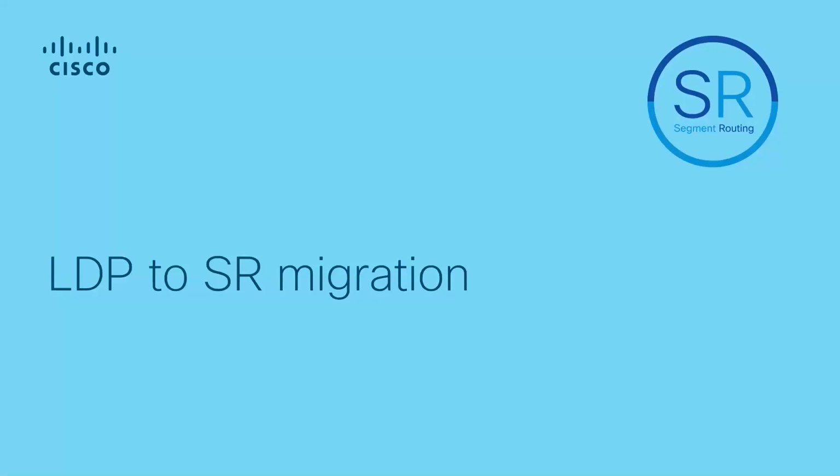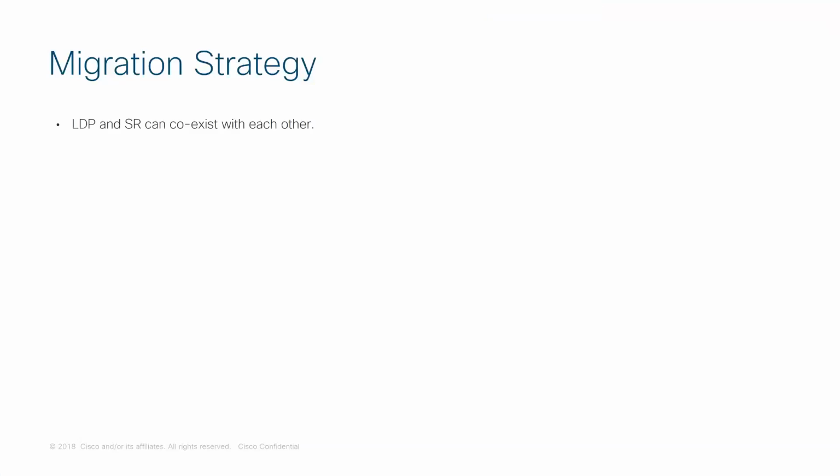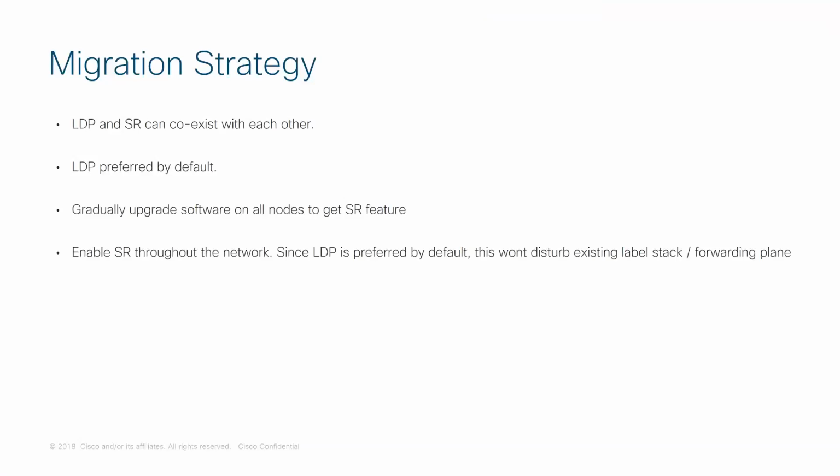So if you do LDP to SR migration, LDP and SR can coexist. LDP is preferred by default. Gradually update software on all nodes to get the SR feature. Then enable SR. Nothing changes in the data plane because LDP is preferred, so forwarding has not changed. Then gradually prefer SR over LDP using SR prefer. Say you have 5 routers in your network and 2 of them you have upgraded to SR. Can you switch to SR prefer on them? No, you need to upgrade all to SR first, then SR prefer gradually.